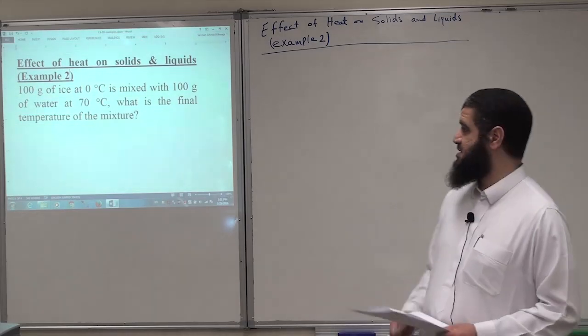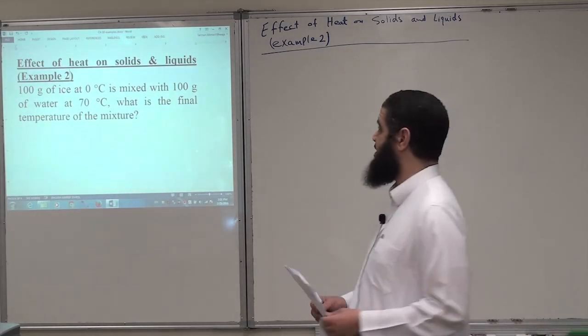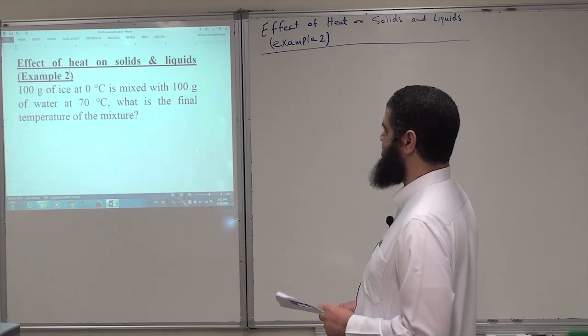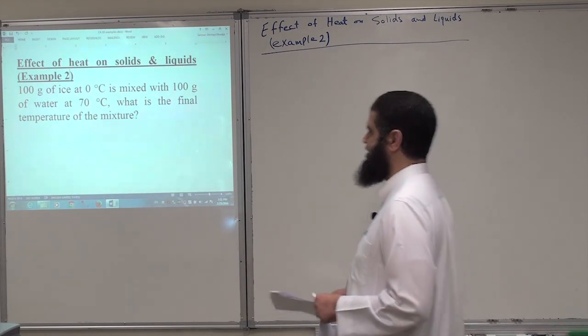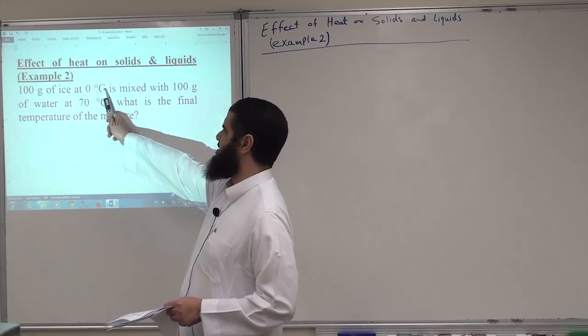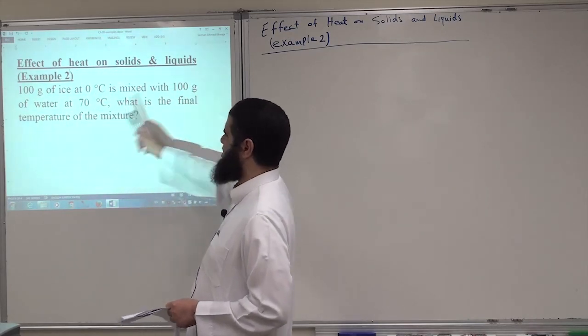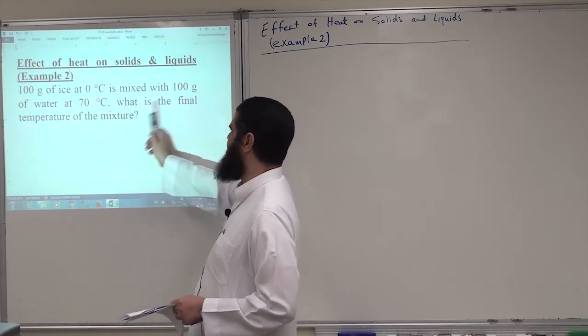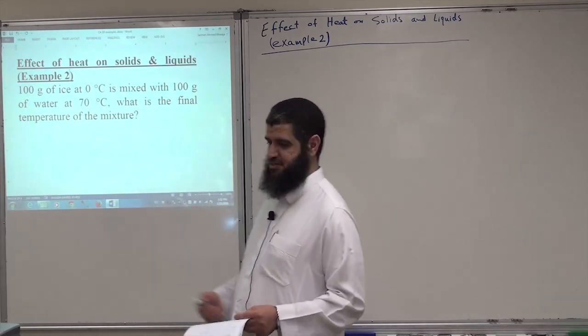Bismillah ar-Rahman ar-Rahim. This is another example of the effect of heat on solids and liquids. He's asking: if 100 grams of ice at 0 degrees C is mixed with 100 grams of water at 70 degrees C, what is the final temperature of the mixture?